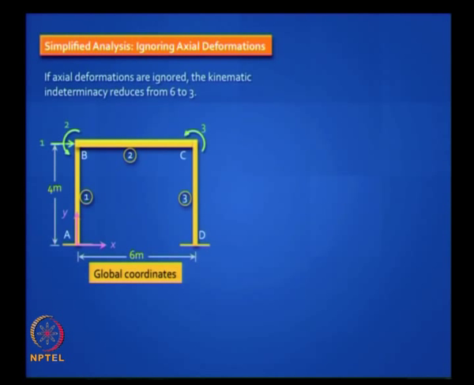But your effort required is much less in this method. So if axial deformations are ignored, the kinematic indeterminacy itself reduces from 6 to 3, that is a big reduction. Why does it reduce from 6 to 3? Because the columns AB and CD will not change in length. So you got rid of 2 vertical degrees of freedom at B and C, and BC also will not change in length. So you have only one sway degree of freedom, you can choose either the left end or the right end, the choice is yours, the deflection will be the same.